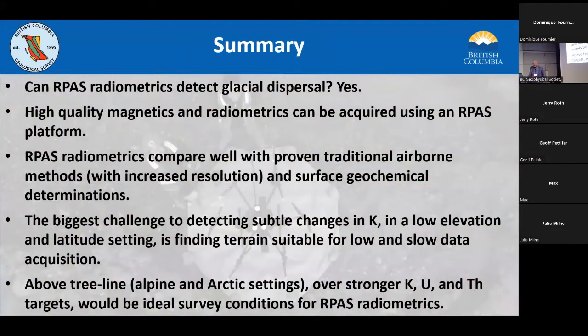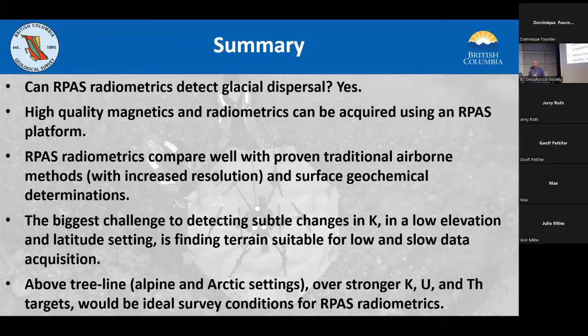Okay, so just to summarize, can RPAS radiometrics detect glacial dispersal? It's a yes, and that's pretty great. And we demonstrated, not on the magnetic side, but high quality data, magnetics and radiometric, can be acquired using an RPAS platform. As shown in those last couple of slides, the RPAS data compare very well with existing data, and that was the point of the proof of concept, or testing the method.